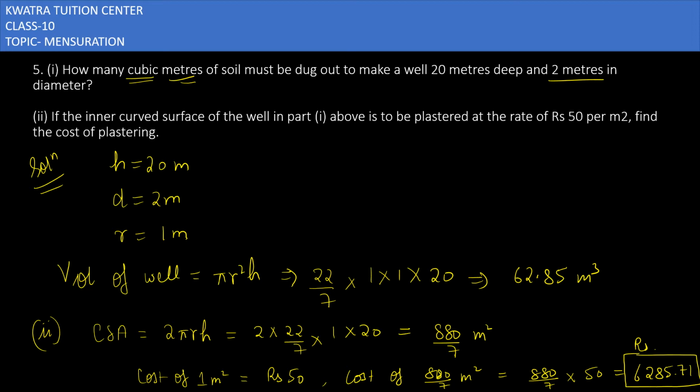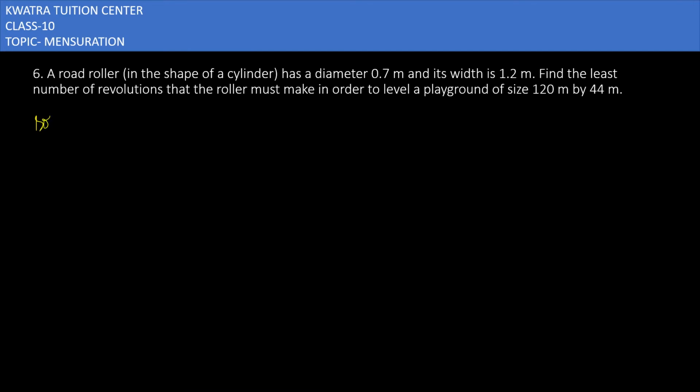Now moving to the sixth one. So sixth one says a road roller has a diameter 0.7 meter and its width is 1.2 meter. Find the least number of revolutions that the roller must make in order to level a playground of size 120 meter by 44 meter. So yes, diameter is there which is 0.7 meter. Width is there. Radius निकालेंगे पहले तो हम इससे. It will be 0.7 over 2 meter. Then height is there which is 1.2 meter. And then they are saying कि कितने number of revolutions वो लेगा for this playground जिसका मेजरमेंट 120 into 44 है.